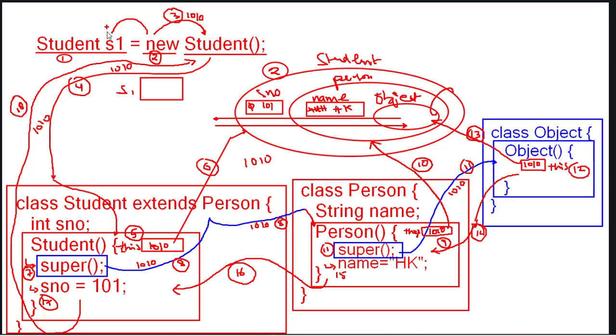The new keyword returns the reference 1010, 18, stored inside the variable, 19, stored inside the S1 variable, pointing to which class? Student class, 20. So totally 20 steps are there.